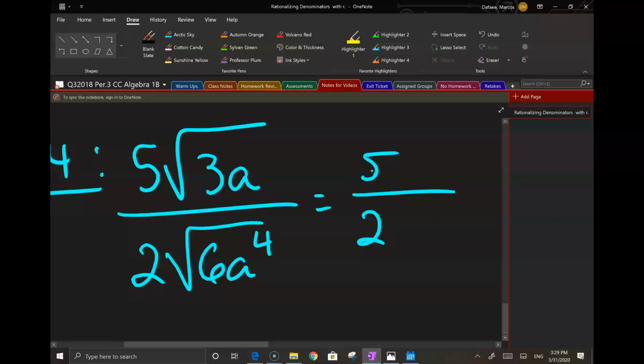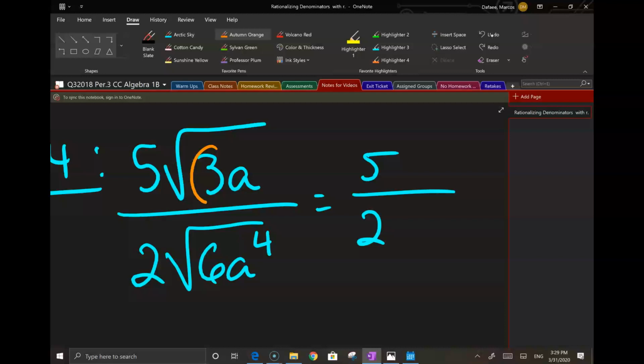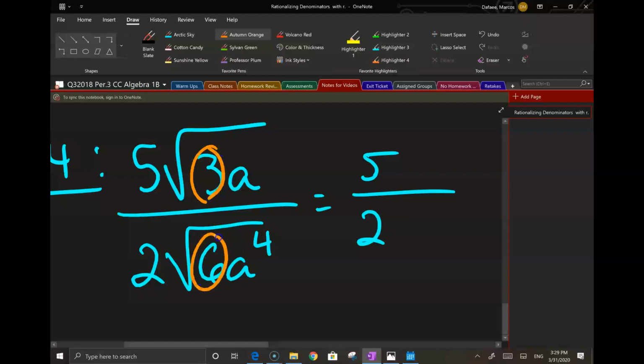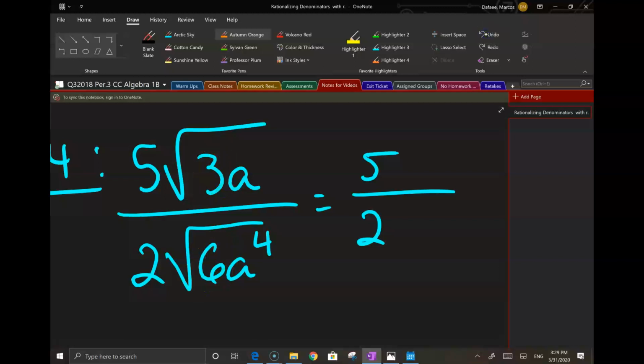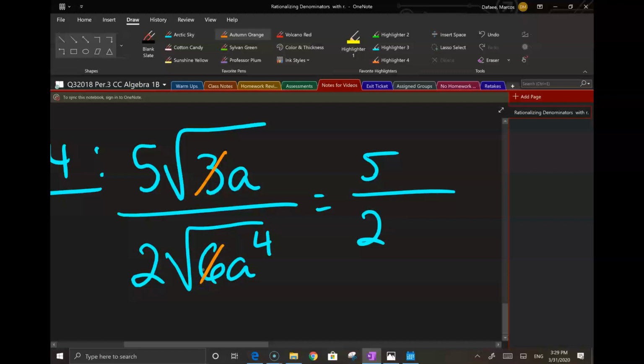Now on the inside, we have something that we can do, because on the inside, I have a 3. Let me do that again. I have a 3 and I have a 6. So because 3 and 6 can be reduced, I'm going to go ahead and do that. So dividing each by 3, this now becomes a 1 and this becomes a 2. But that's not all, because I also notice I have an a to the power of 1 and I have an a to the power of 4.